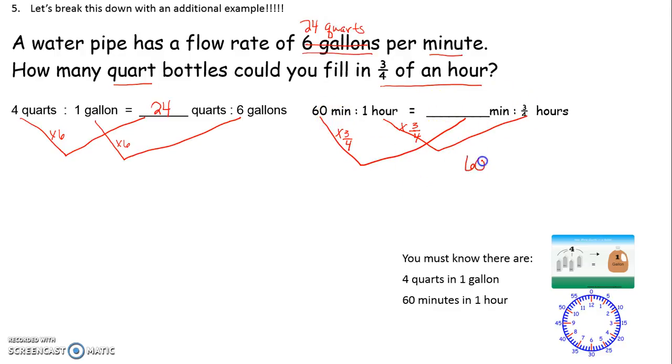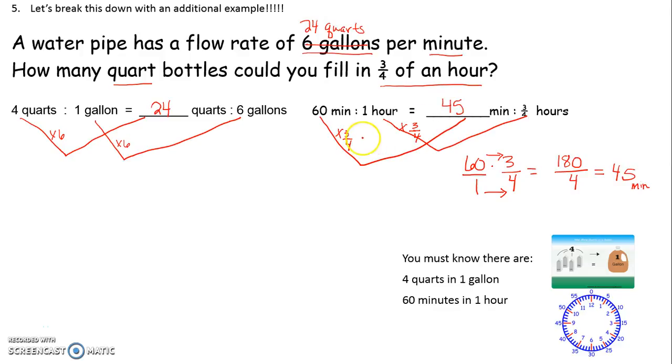So again, you could just do your 60 times 3/4. If you are comfortable with your fractions, 60 over 1, multiply straight across the top, straight across the bottom if you'd like. 60 times 3 is 180 divided by 4. 180 divided by 4, so I say 4 goes into 18 4 times with 2 left over, 4 goes into 20 5 times. So that must be 45 minutes.